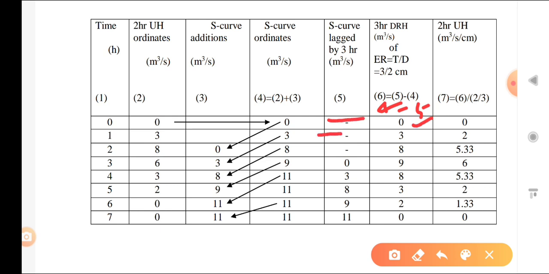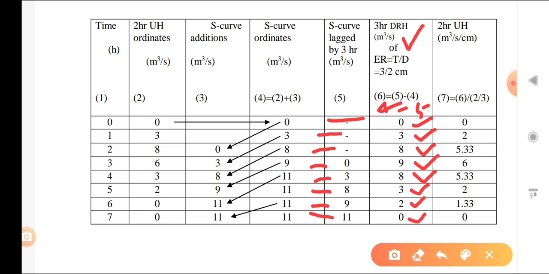Then 3 minus nothing, it is 3. Then 8 minus nothing, 8. Then 9 minus 0, it is 9. 11 minus 3, it is 8. 11 minus 8, it is 3. 11 minus 9, it is 2. 11 minus 11, it is 0. So now we have found the DRH.